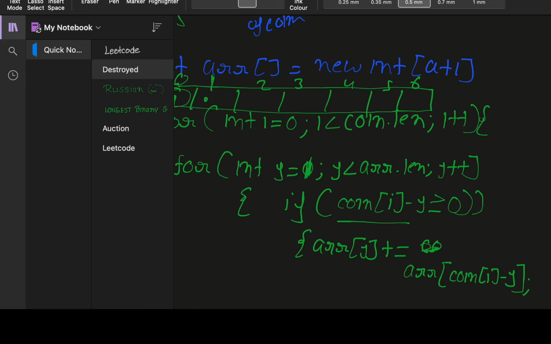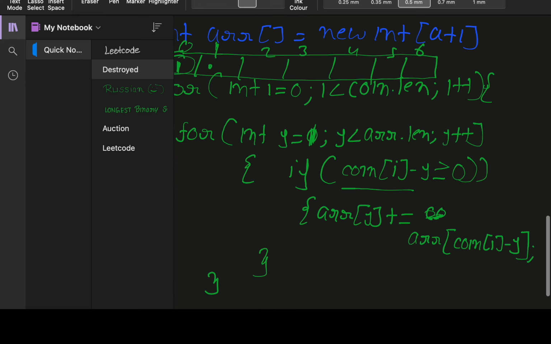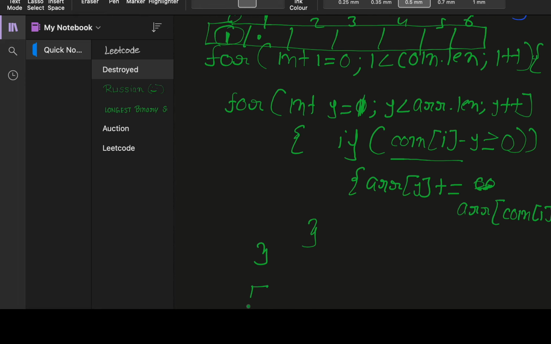So this is the code like this. I hope you understand the code, and at the end you return the last element of the array, and this would be your answer.